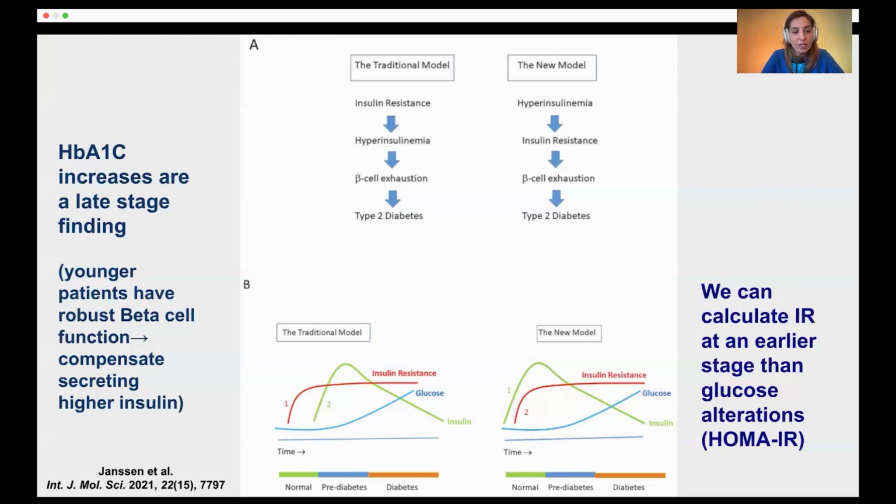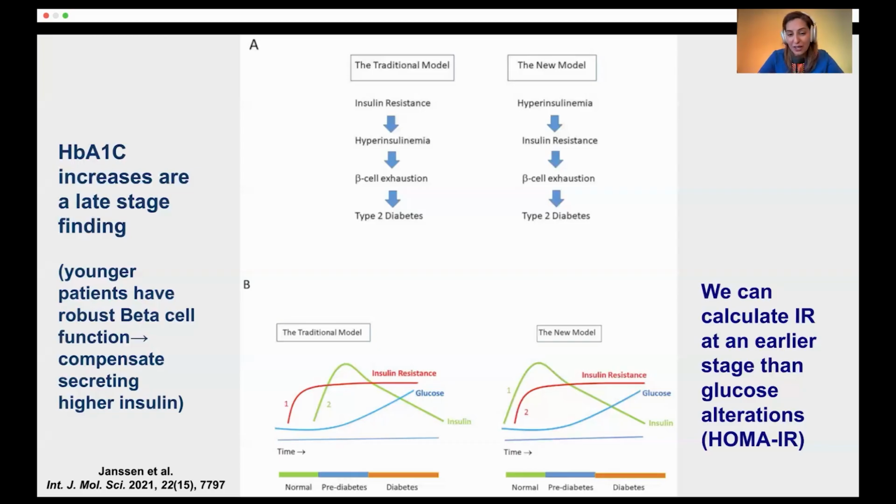And younger people do this even better because they have these robust beta cells that are going to compensate. So no matter how many donuts you throw into the body, they're going to put out more insulin. So your sugar is going to be fine. So a person who's eating a really garbage diet and has extremely high insulin is still going to be fine and show a normal hemoglobin A1C.